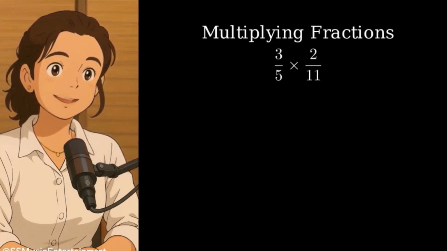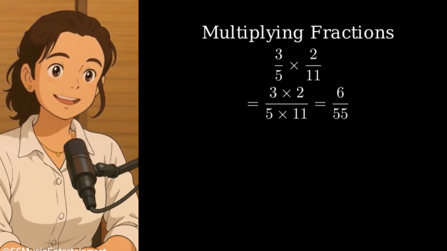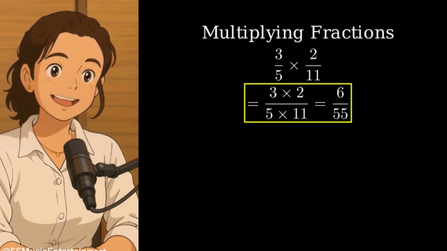We have 3/5 times 2/11. 3 times 2 is 6, and 5 times 11 is 55. Now, we can't simplify 6 over 55. There's no common number between 6 and 55. So that's going to be our answer.